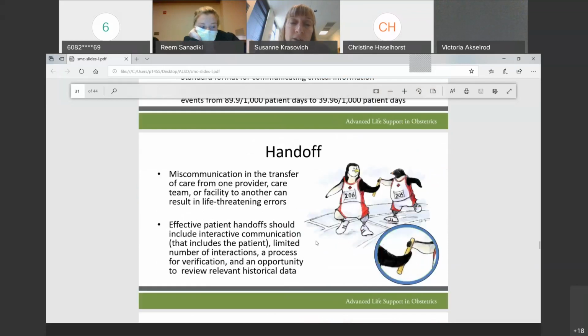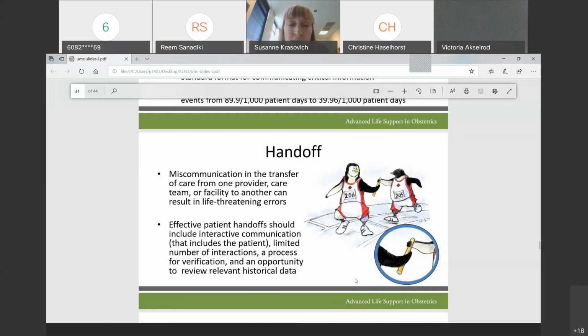And then finally, the handoff. So whenever there's a transition in care, that is a high-risk time for medical errors and miscommunication. And that can be whether that's a transfer of care from one provider to another, or from one care team to another. So think about when the nurses change shifts, or when a new provider takes over on call, or if you're having to transfer somebody to a different facility. These are all times that are really high-risk times.